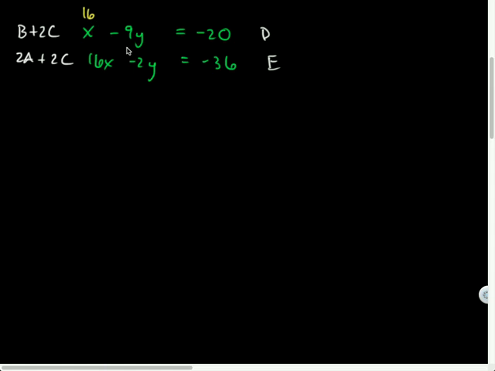So for opposite x's, that'd be 16. For opposite y's, it'd be 18, right, between 9 and 2. So I'll go for the opposite x's. So in order to get opposite x's, what should I multiply equation D by?